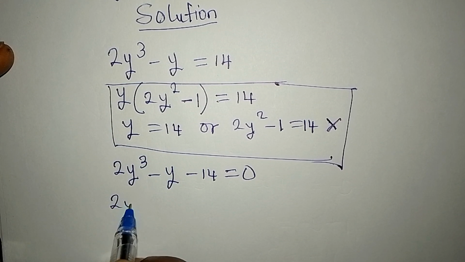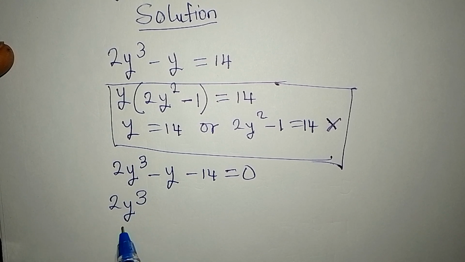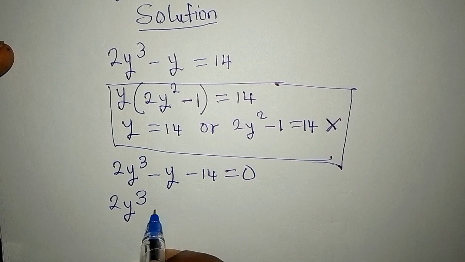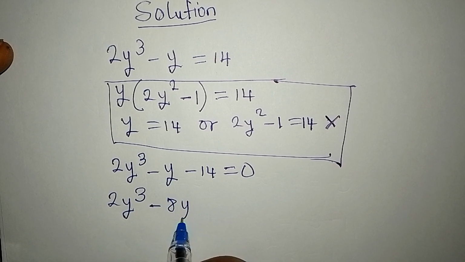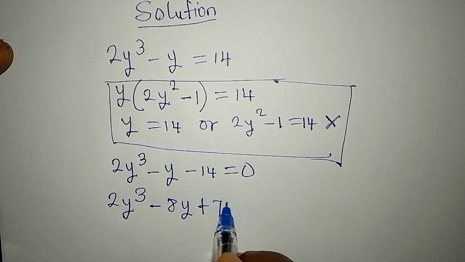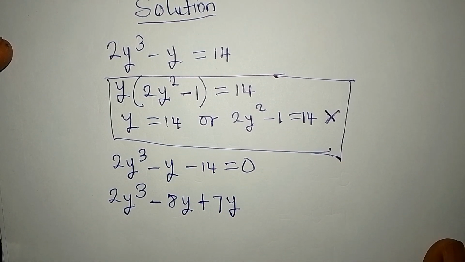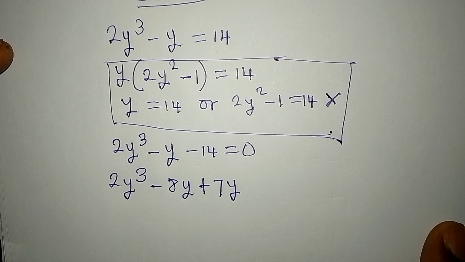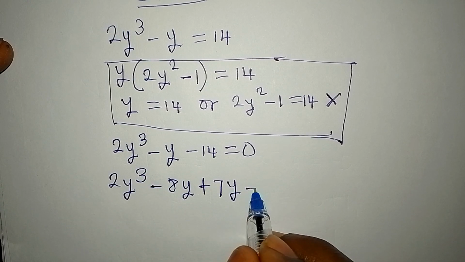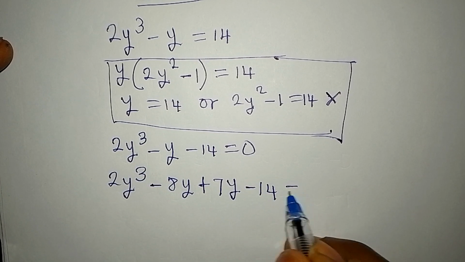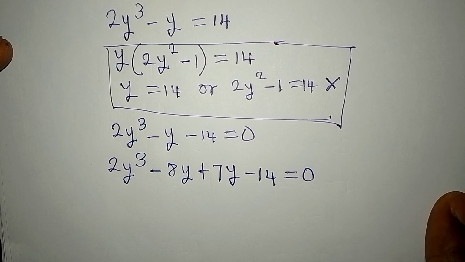Okay, so I'm going to have 2y to the power of 3. Before you get it, you have to think about it, okay? So, and I'm going to use minus 8y plus 7y, because minus 8 plus 7 is giving us minus 1. So this is correct. Then we have minus 14 and everything is equal to 0.